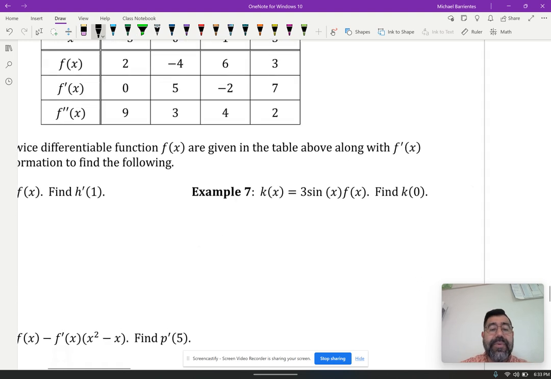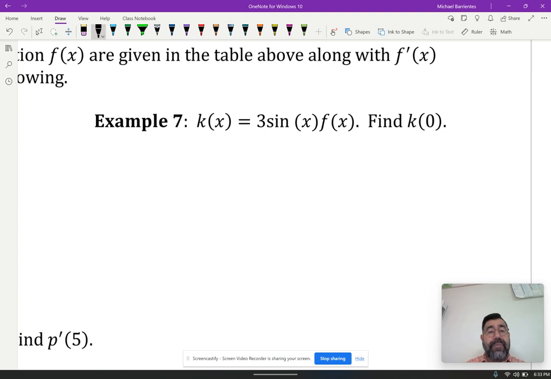So I want to do example 7. Remember, when they're asking us to find a specific value, take the derivative first and then plug in the value. Don't plug in the value at the beginning. So we're going to find the derivative of k. The derivative of k is, well, there are two functions being multiplied, 3 sine x and f of x. So we're going to have to use the product rule.